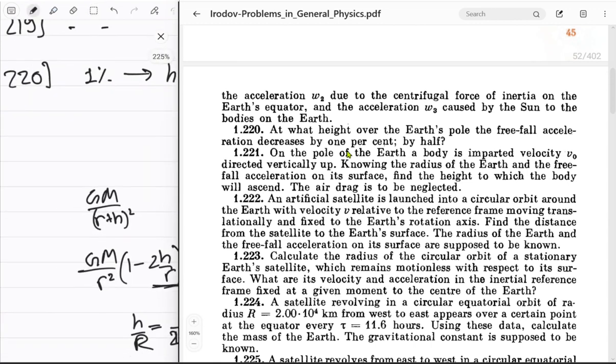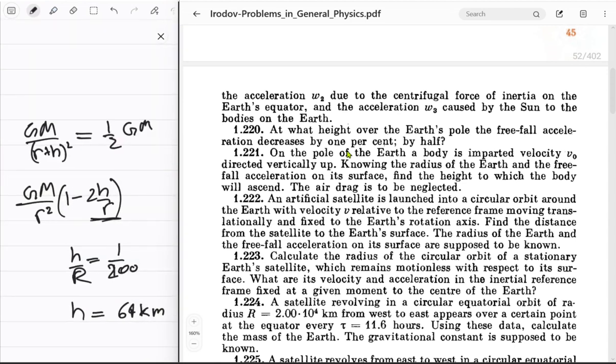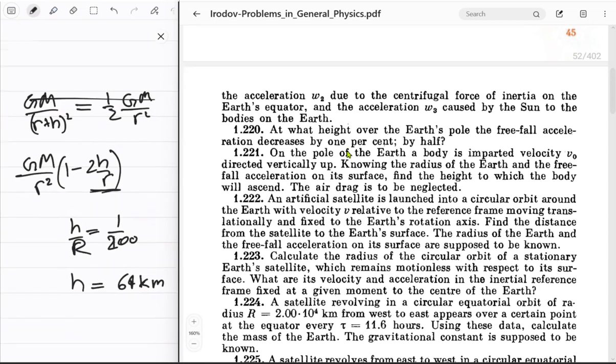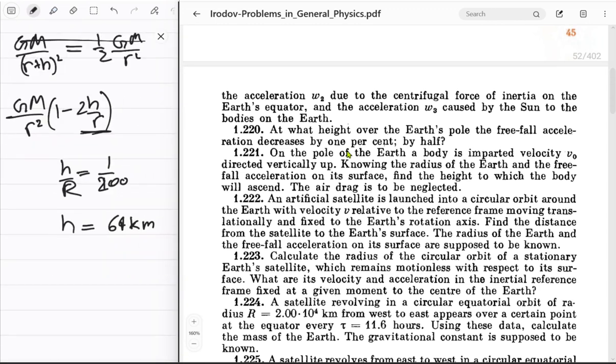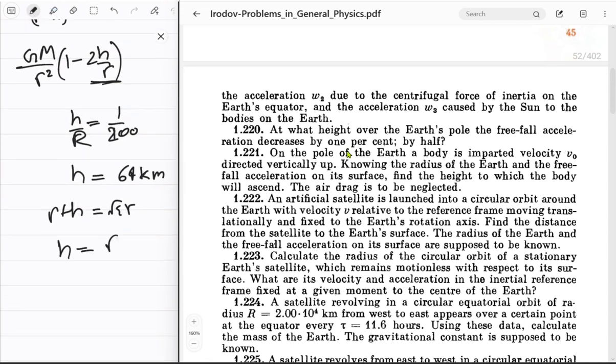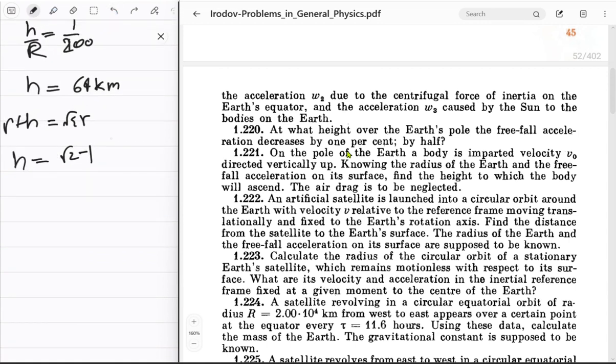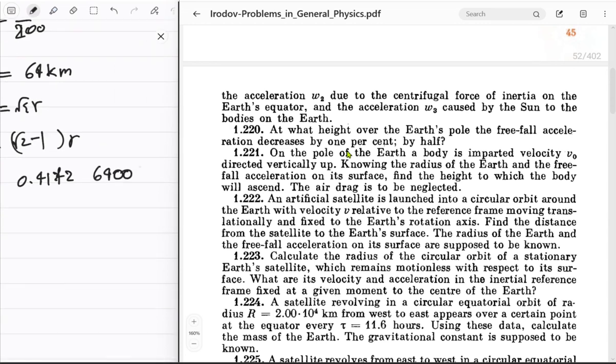Okay. Next, we also want, when does this become half? So this thing should just be 1 upon 2 of g upon r squared, right? So we got r plus h is equal to square root 2 times r. So h is just equal to square root 2 minus 1 times r, right? There we go. It's like 0.4142 times the radius of Earth, which is 6,400 kilometers.